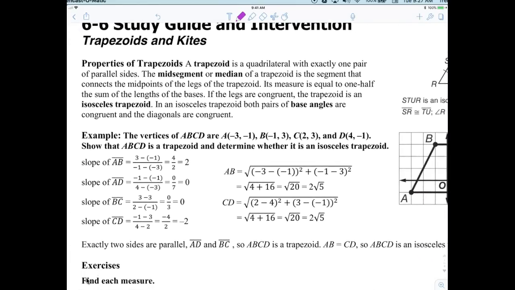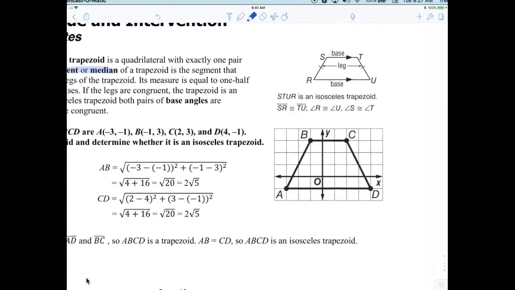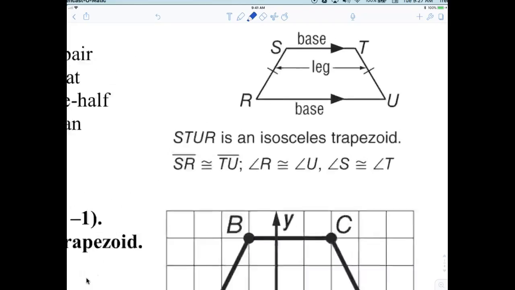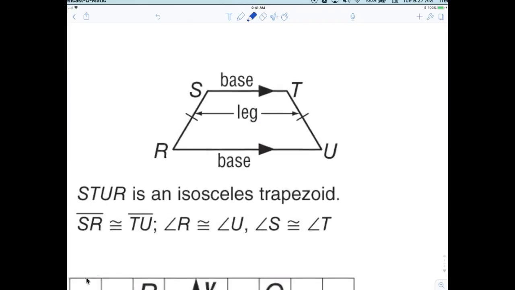We have something very important: the mid-segment, or the median, of the trapezoid. That just means this: if you were to find the midpoint of TU and the midpoint of SR, and draw that line straight across, what does it look to be? Very good, parallel. It is parallel to the bases.